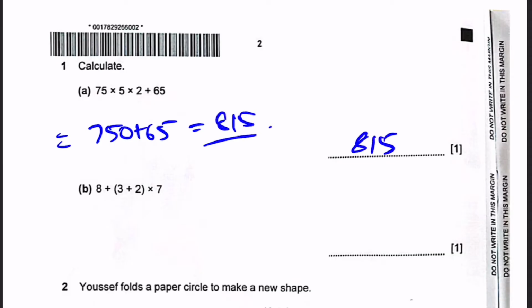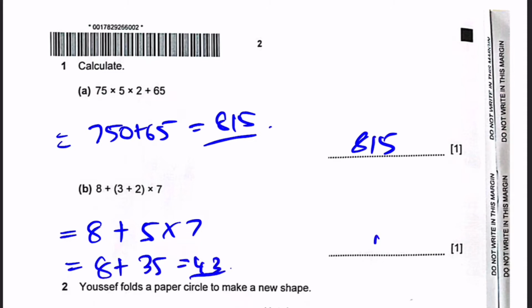B. 8 plus 3 plus 2 times 7. That will be equal to, first we do brackets, 8 plus 5 times 7. Now multiplication, 8 plus 35, which is equal to 43.